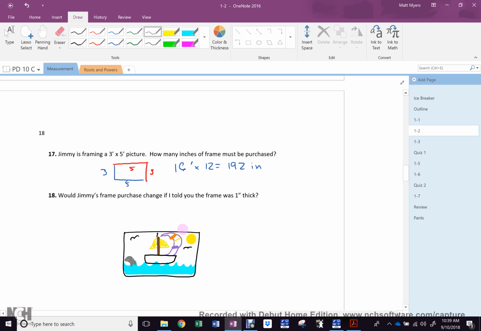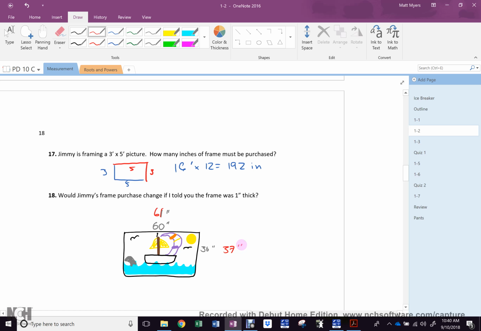If this is 5 feet and this is 3 feet, but the frame is 1 inch thick, how much framing do I have to buy? We know that this is 60 inches, and we know that this is 36 inches, right? The picture. So what do I need to do to make the frame 1 inch thick? Sean? 1 inch for each side. So this side up here would be 61 inches. And this side, oh wait, I'm going to change color. This side would be 61 inches, and this side would be 37 inches.